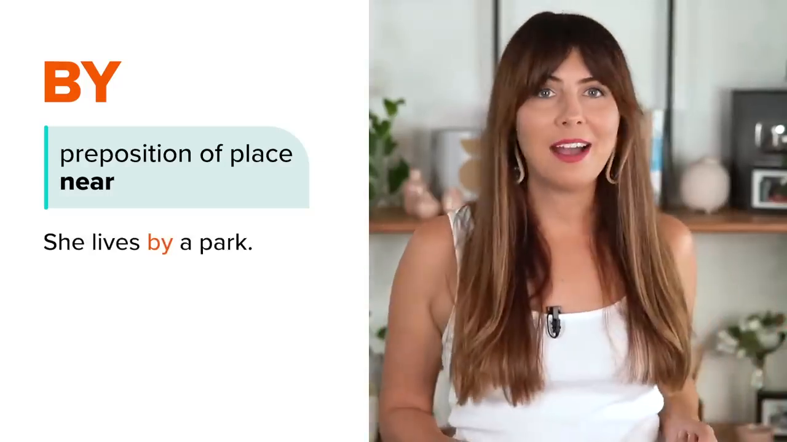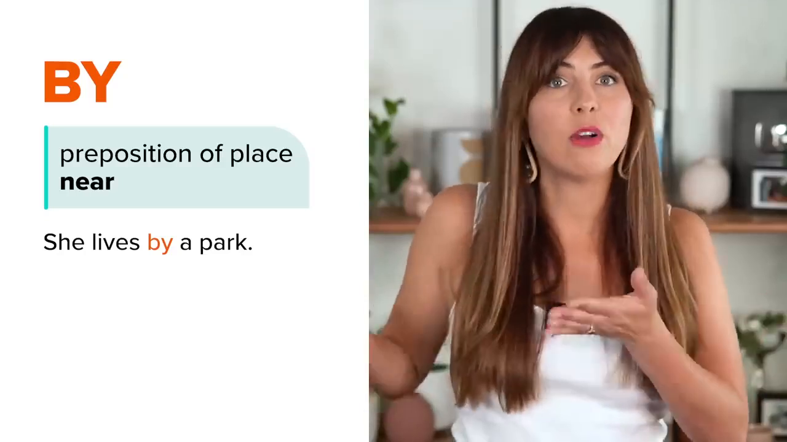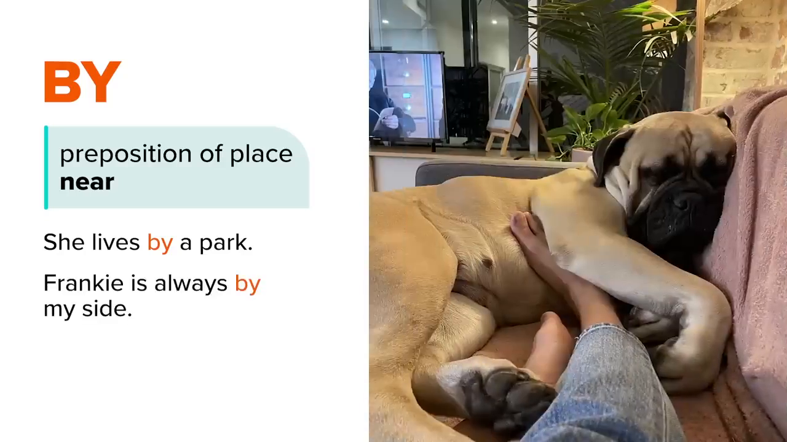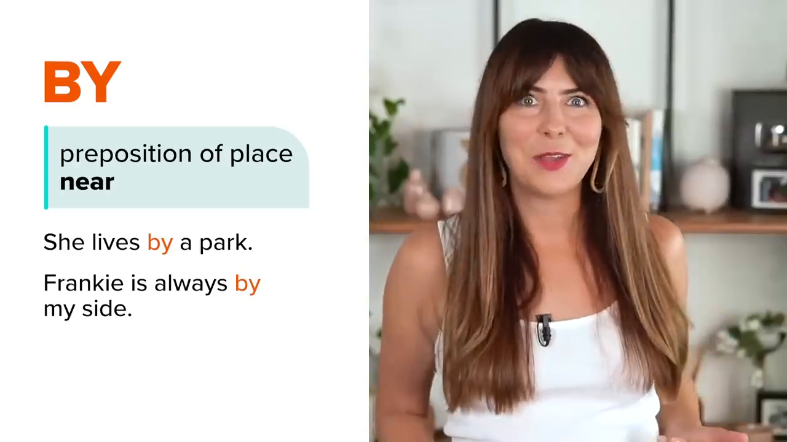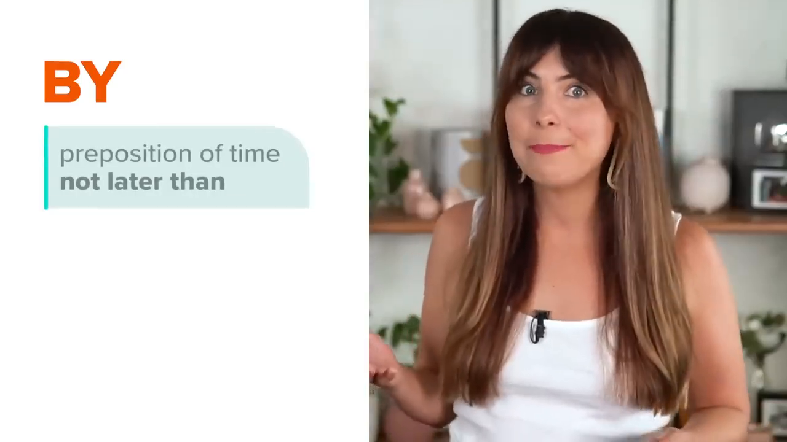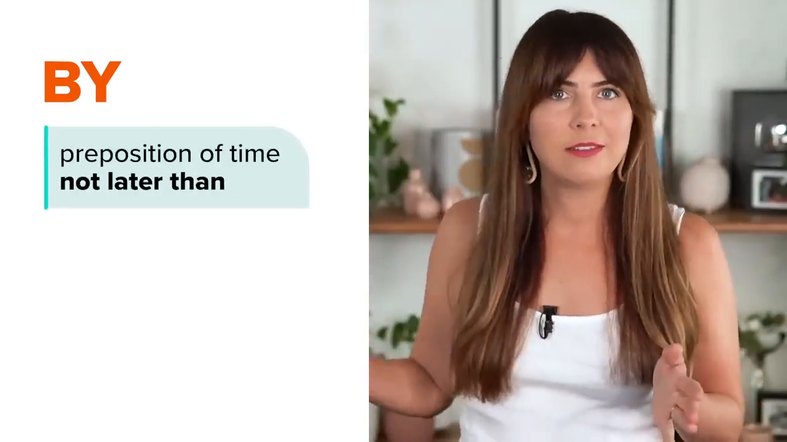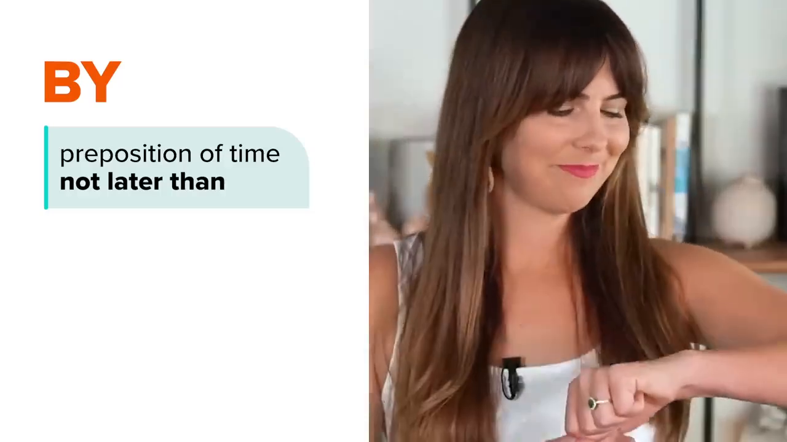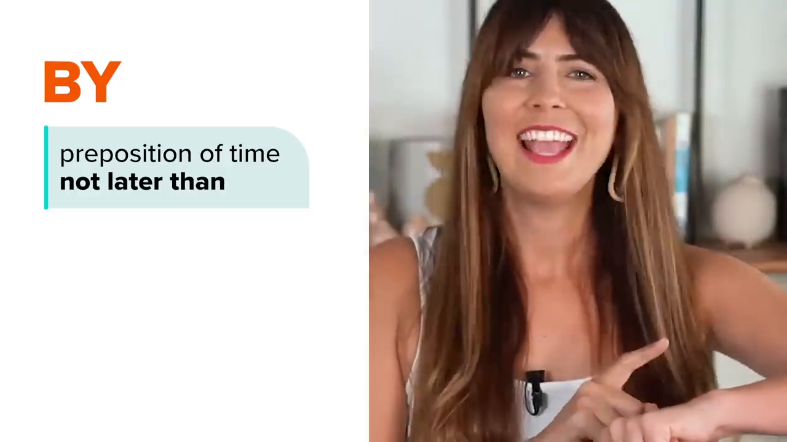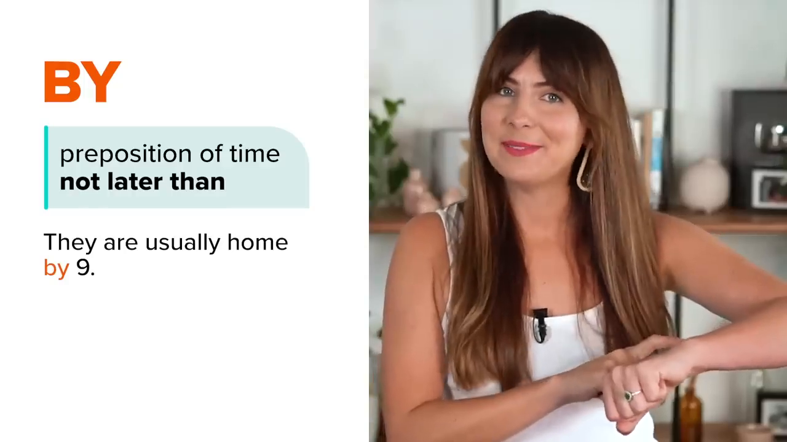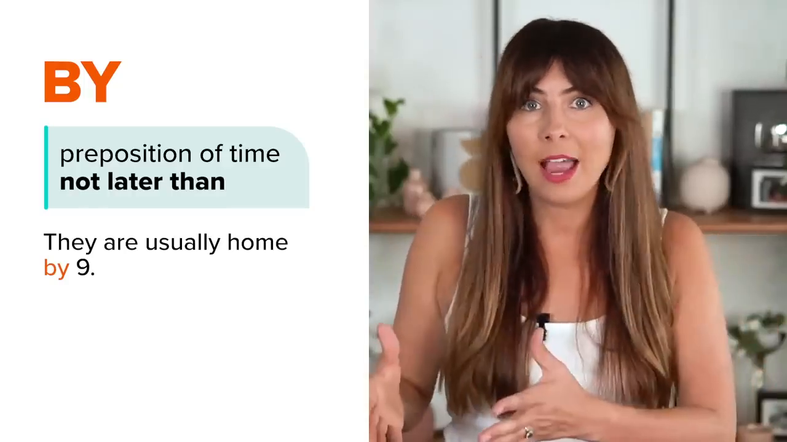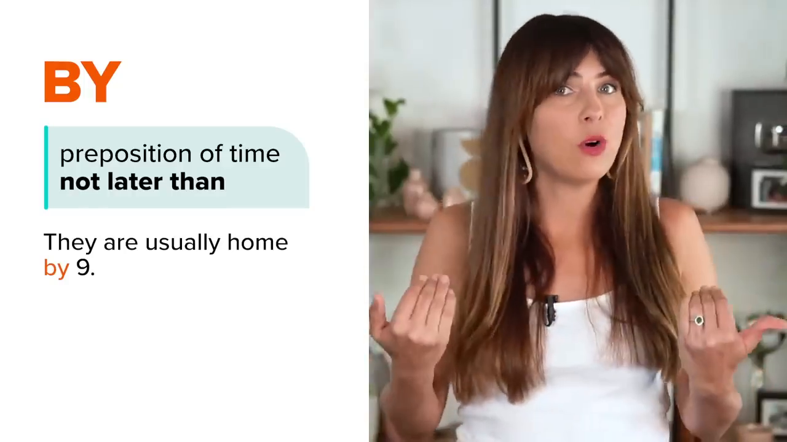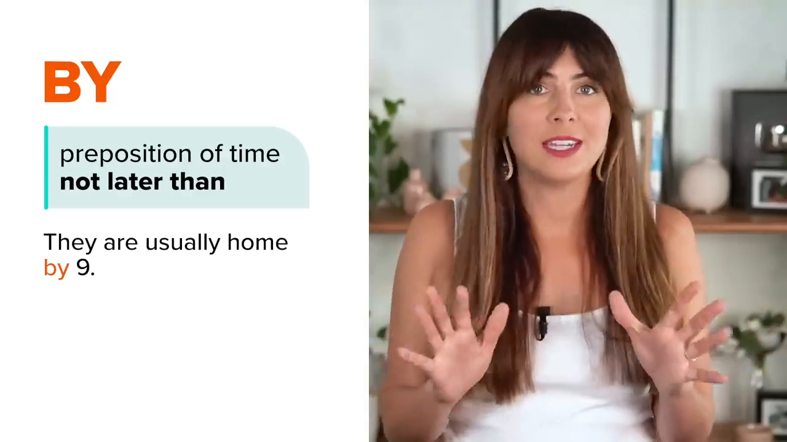When by is a preposition of place, it means near or to the side of something. She lives by a park means she lives near or next to a park. Frankie is always by my side. Frankie stays close. She stays next to me. When by is a preposition of time, it means not later than. So at or before. They're usually home by 9. They get home at 9 or maybe sometimes before 9, but not after 9.